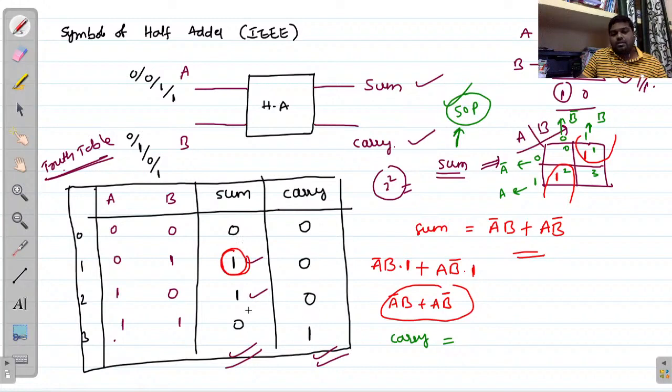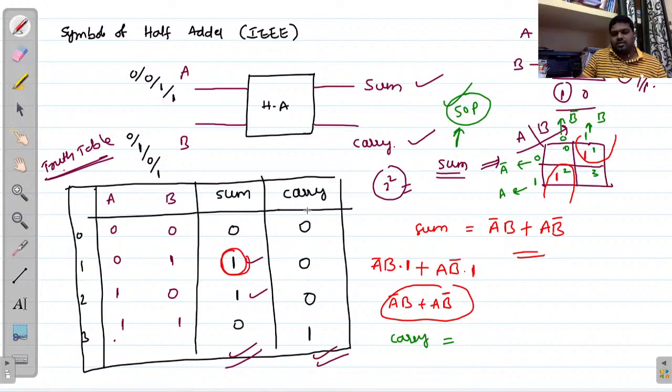Why can't I take these 0 combinations? Because if you multiply this entire combination with 0, you will get 0 only. That's why I am not taking these 0 values. Here I am taking only the active combination. If you multiply the active combination with these min terms, you get the same answer. But when you multiply 0 with the entire product term, you get 0. That's why I am not considering the 0 value.